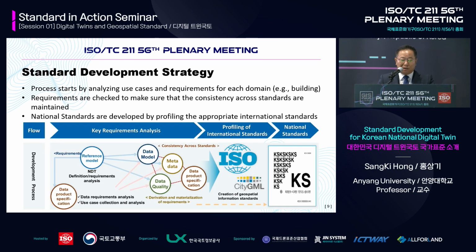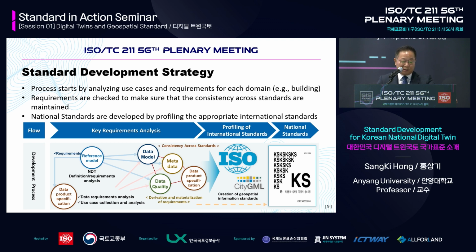So this is the standard development strategy. This process starts by analyzing use cases and requirements for each domain. For example, buildings, underground facilities, transportation, and so on. Then these requirements are checked to make sure that consistency across standards is maintained. Then the national standards are developed by profiling the appropriate international standards. So here you're looking at the standards in action, where the ISO standards and OGC standards and all these standards are being actively used to implement or create a national standard.